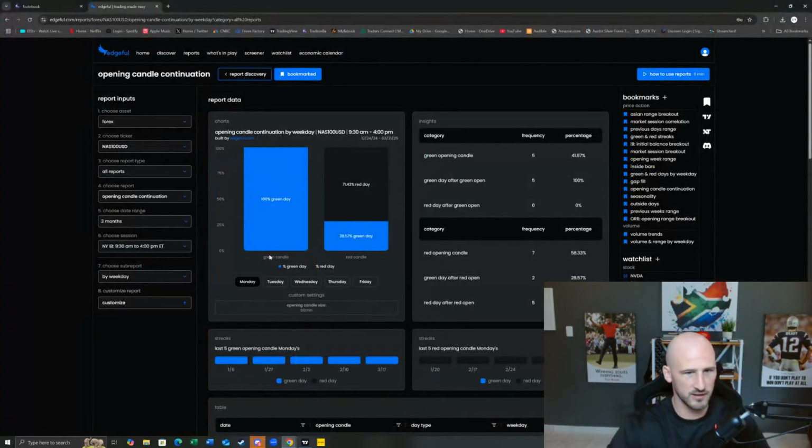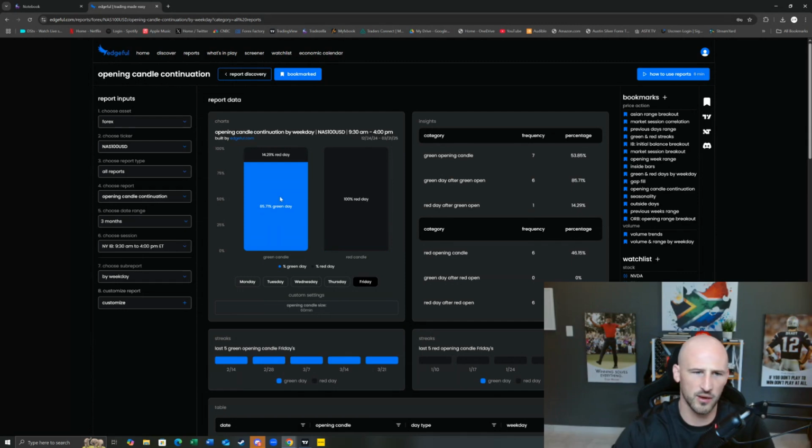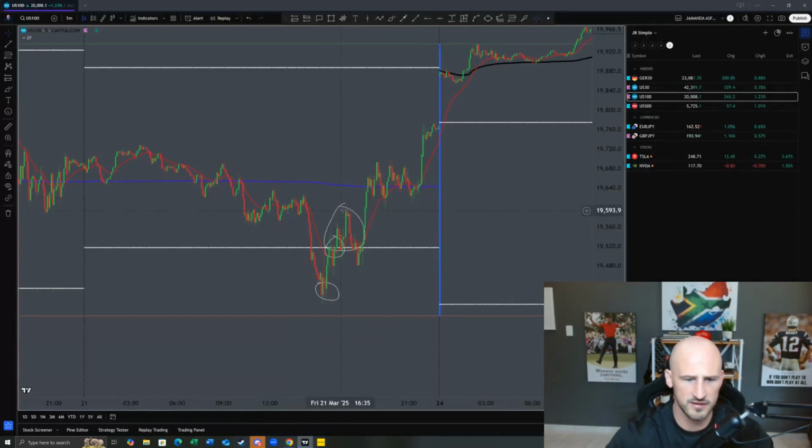You can see actually on Mondays, in the last 3 months, if the first hour was bullish, 100% of the time we close as a bullish closing day. Fridays, however, 85% of the time. But look at the opposite for the bearish closing days. So how you can use this report is simple. If the first hour is bullish, you want to be favoring the longs. If the first hour is bearish, you want to be favoring the shorts. That's a simple way to use this report with Edgeful. And that's how I managed to get it.